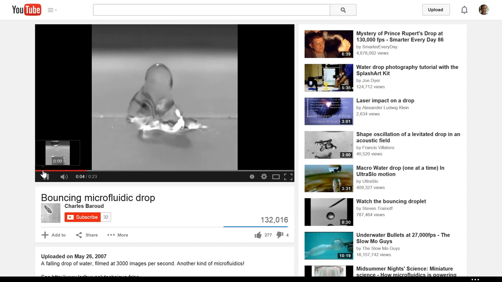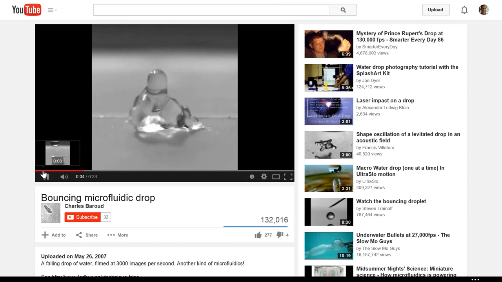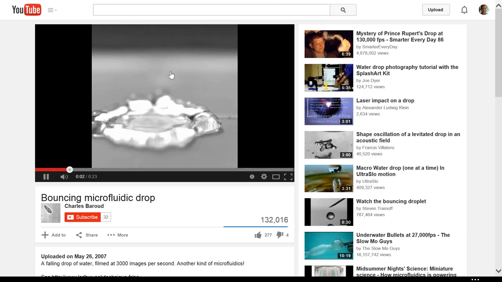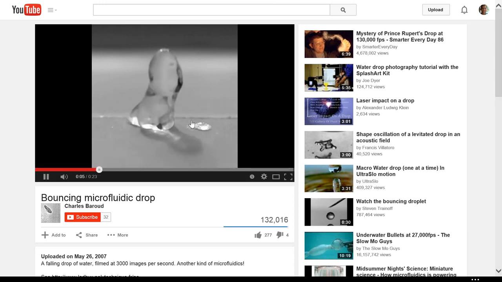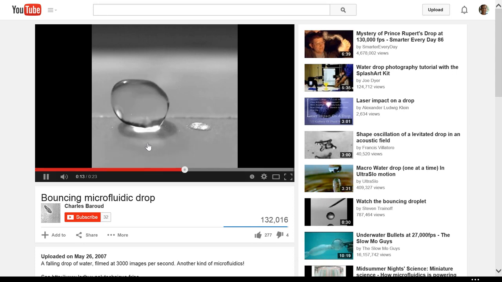First of all is the ratio of gravitational to surface tension forces. So what happens here is the droplet bounces, but then it literally recollects itself, and it stays together, deforms a little bit, and eventually it settles on the surface here.